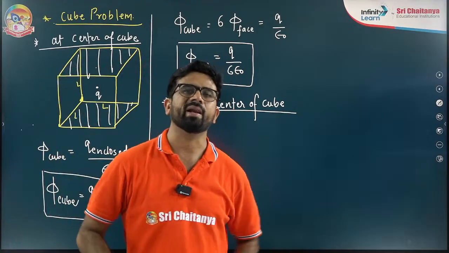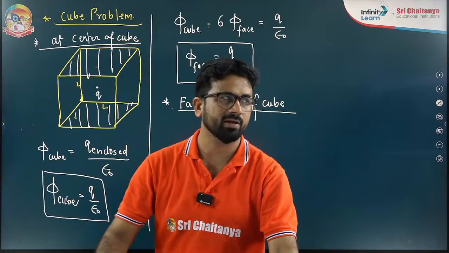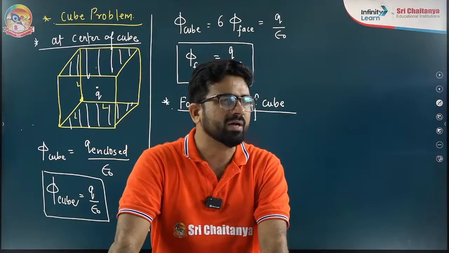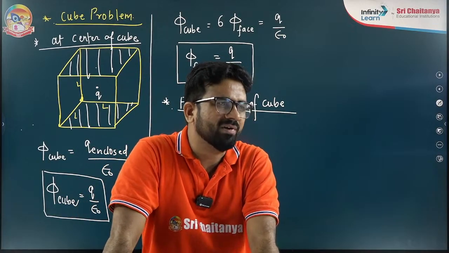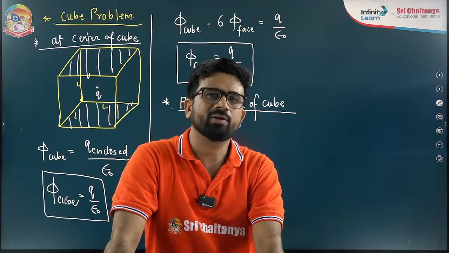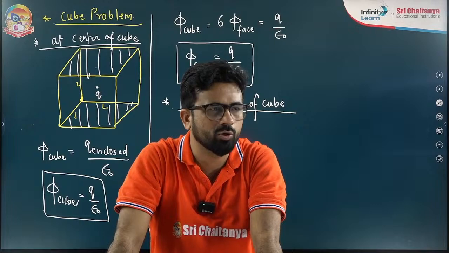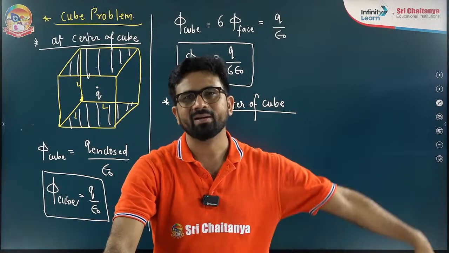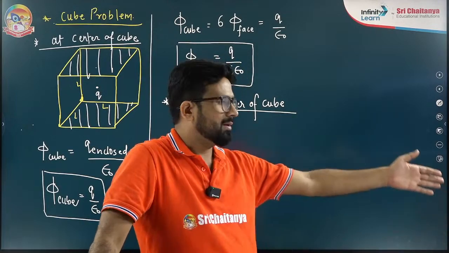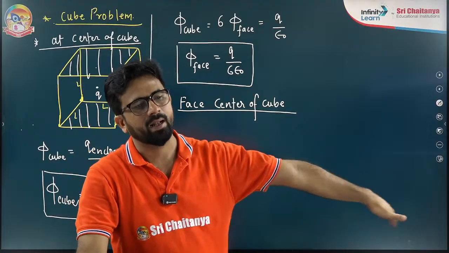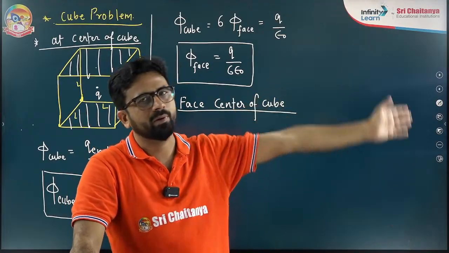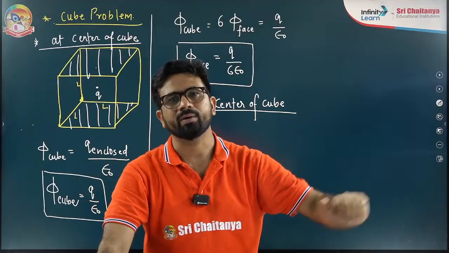Suppose this room, or wherever you are sitting in your room, is a cube. Suppose this studio room is also a cube, and all sides are equal to L. So this length is L, this width is also L, and this height is also L. I am taking all of them equal.